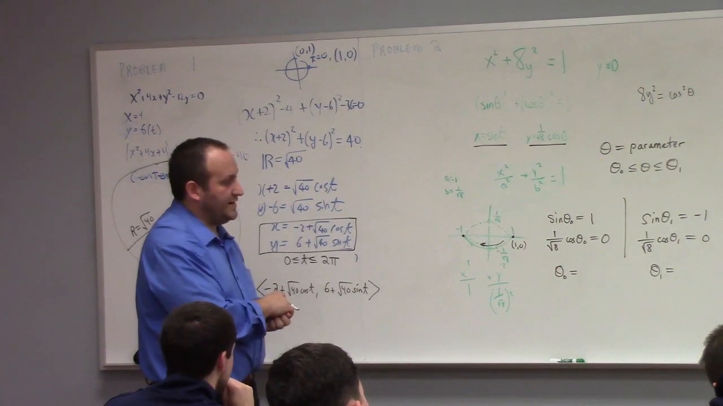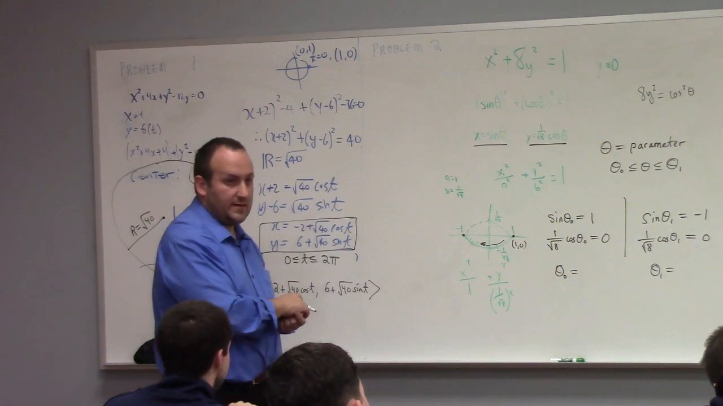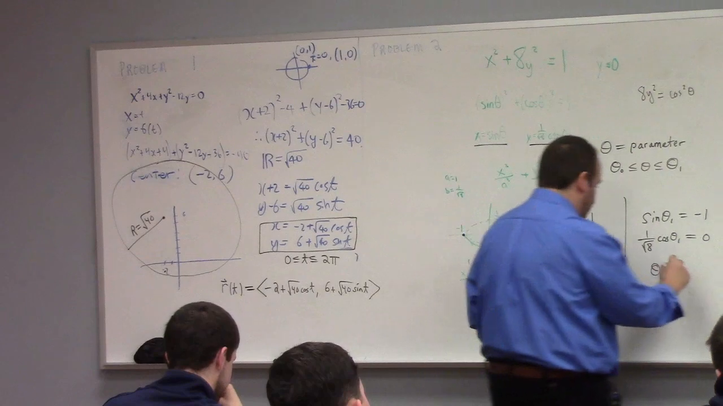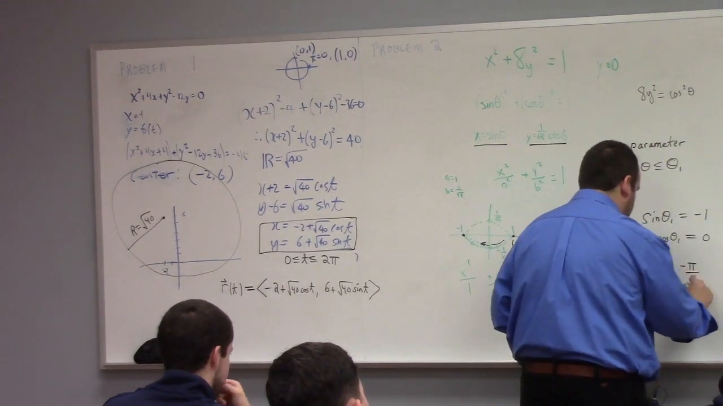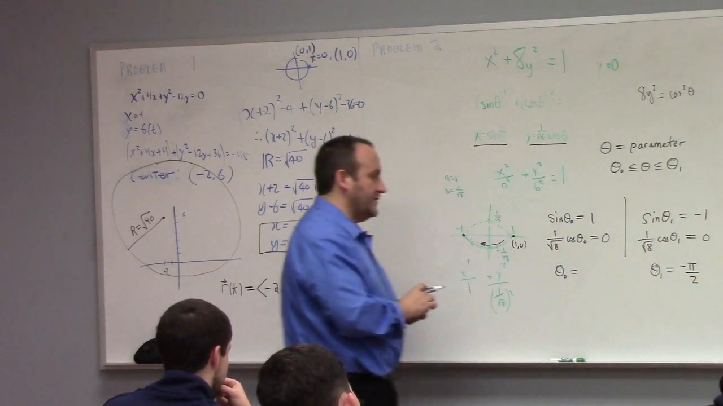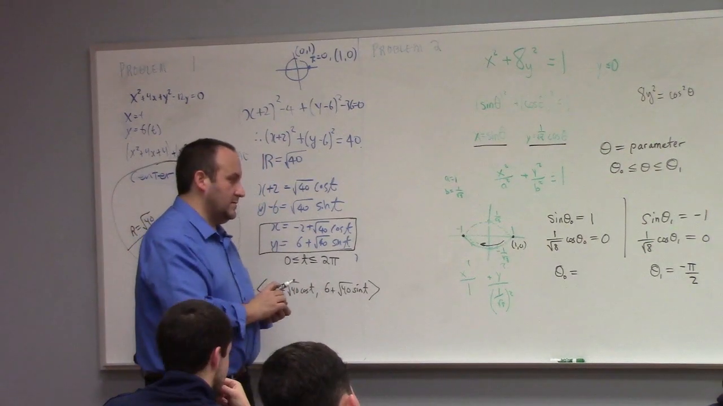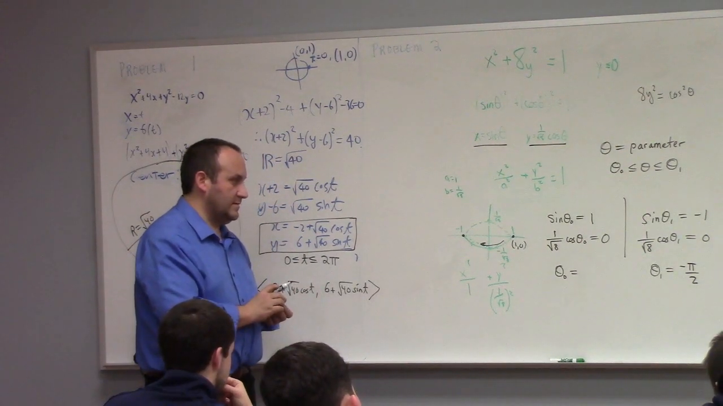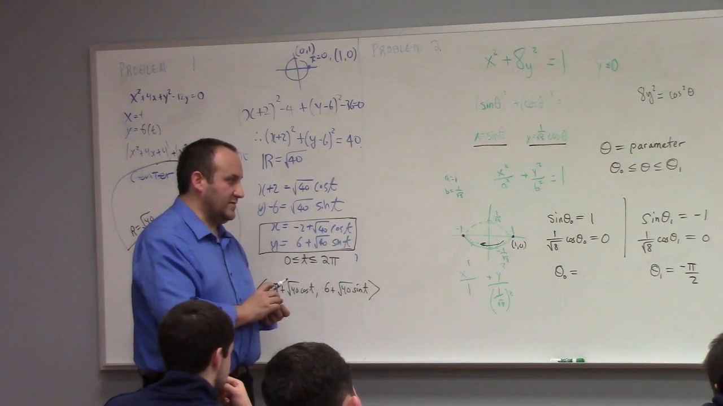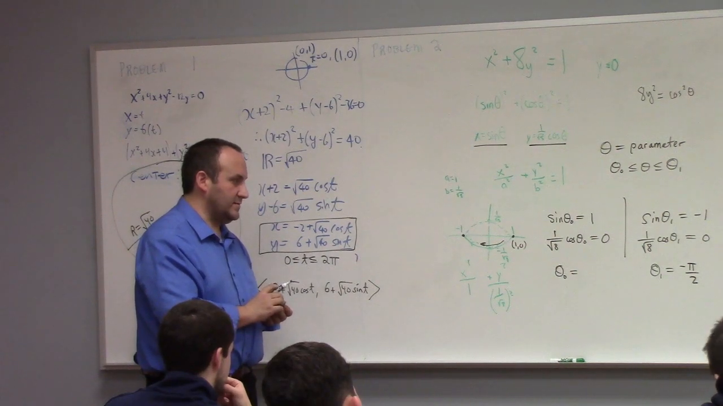How about theta 1 is maybe minus pi over 2, would be good, yeah? I think minus pi over 2 would work. If we take the sine of minus pi over 2, we get that. I mean, that solves those equations, right? And how about theta 0?